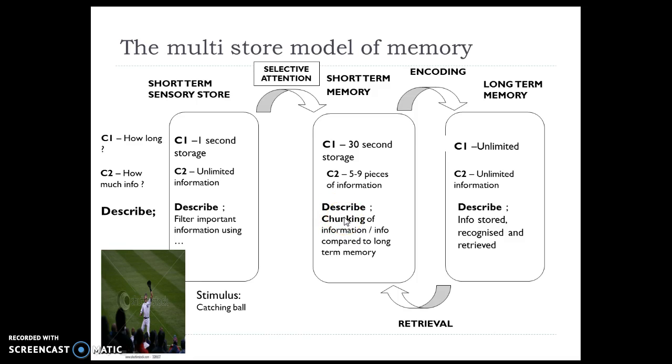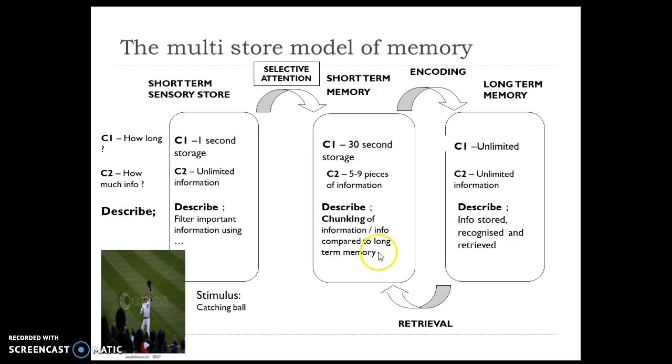In order for us to be able to hold 5 to 9 pieces of information, our short-term memory has a role of chunking information, and what this means is it groups information together. So you might group together height and speed of the ball as one piece of information, so it doesn't count as one separate piece of memory. You've got two things together. So you chunk it together, and the key thing that happens in this short-term memory is that we compare the information that has just come in, these 5 to 9 pieces of information, to information that we already have stored in the long-term memory here.